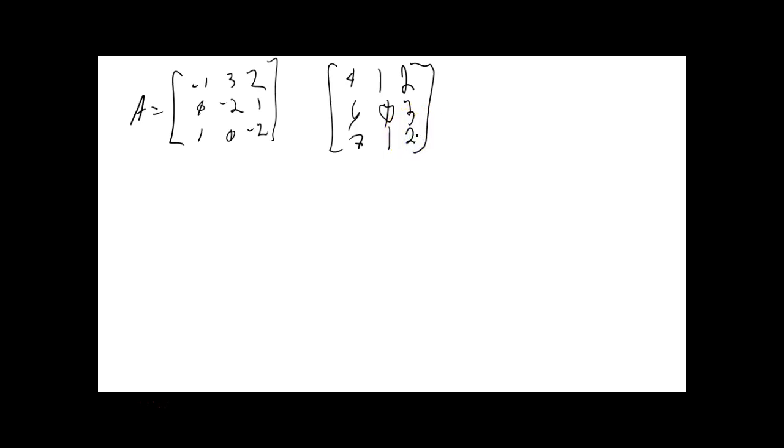Now, we do the transpose of that. Okay? And what would that be? 4, 6, 7; 1, 0, 1; 2, 3, 2. That is now the adjoint of A.